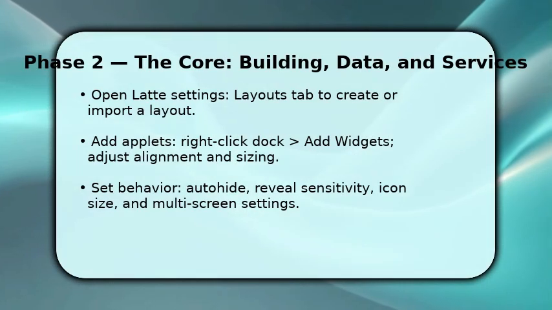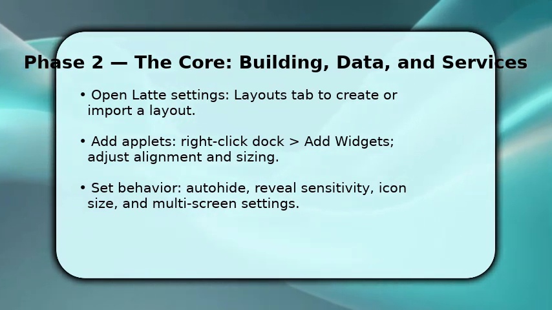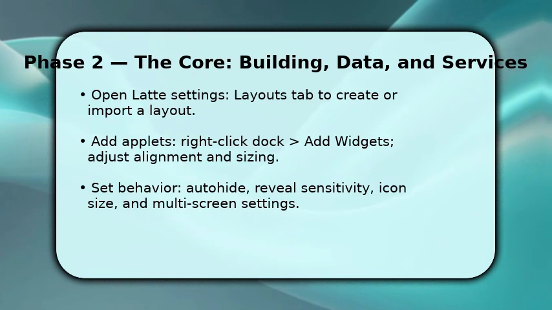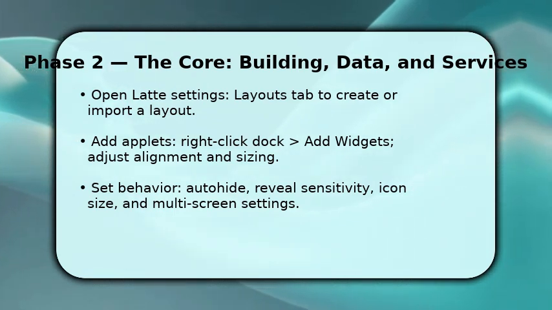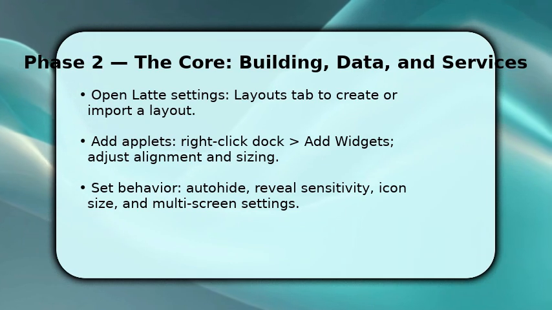You now build the dock. Open Latte settings and create a new layout or import one. This determines panels, tasks, and docks. Add applets by right-clicking the dock and selecting Add Widgets. Populate with Launcher, Task Manager, and System Tray.